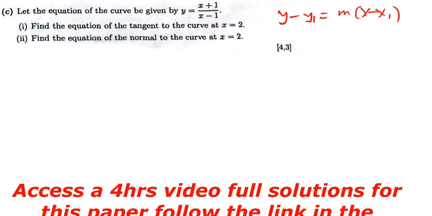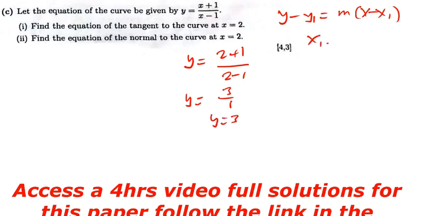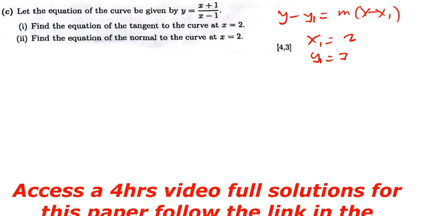So what I mean is this: y will be equal to, if I plug in x to be 2, 2 plus 1 divided by 2 minus 1. So y will be 3 divided by 1, so y is 3. So now our x1 is 2 and our y1 is 3. Now after finding y and x, you have to find the gradient. To find the gradient, you have first to differentiate the equation. When you differentiate, then where there is x, you plug in what you have been given.